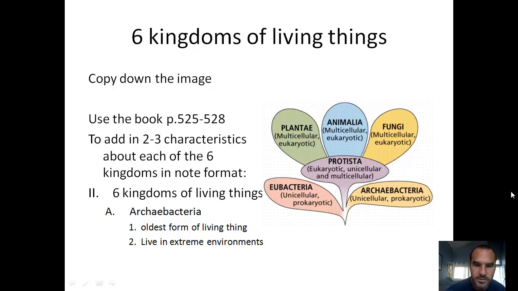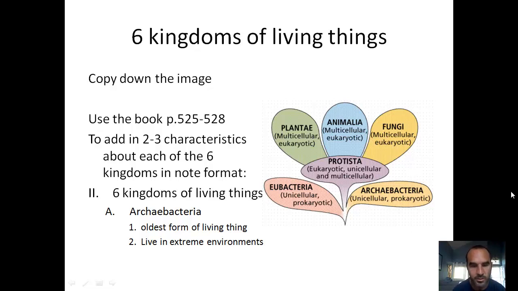We're not going to spend a lot of time on kingdoms. We're just going to focus on the animal kingdom and just focus on vertebrates. In 7th grade, you focused on each of the different kingdoms. But I do want you to know just a little bit about it.